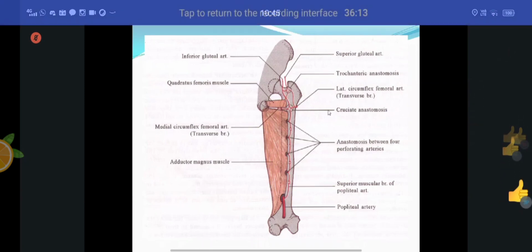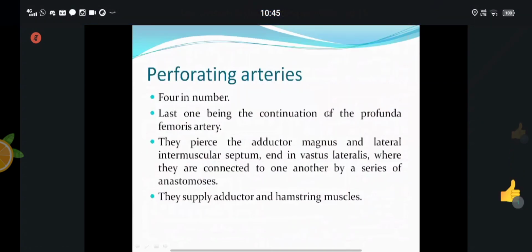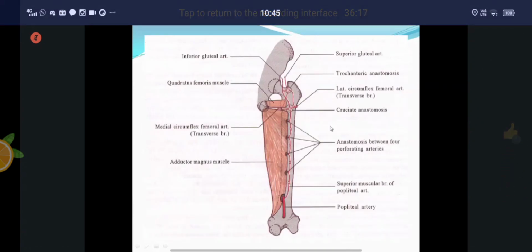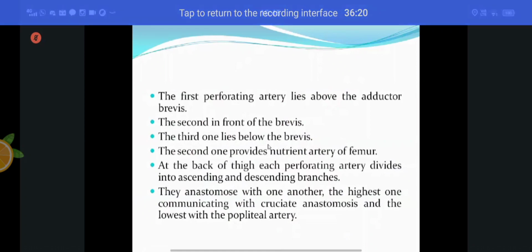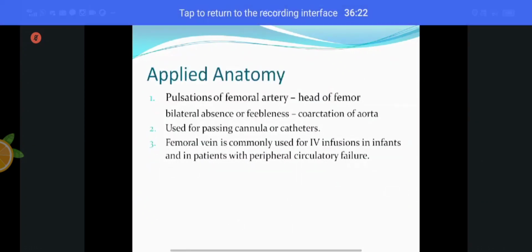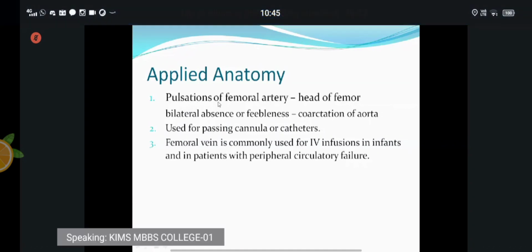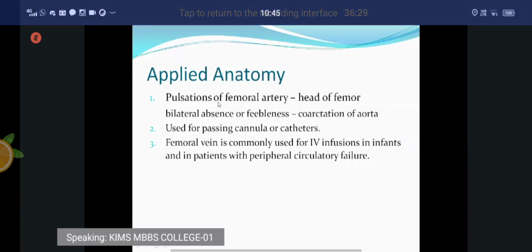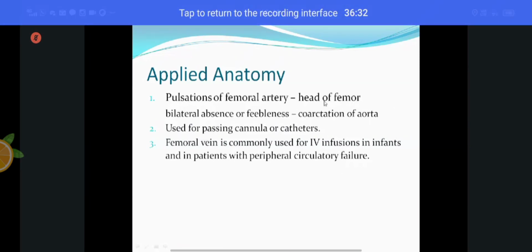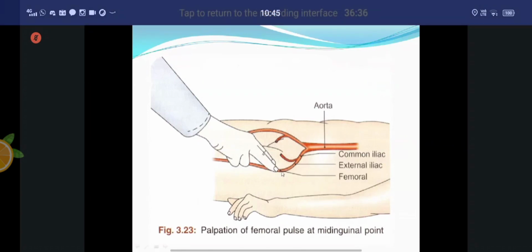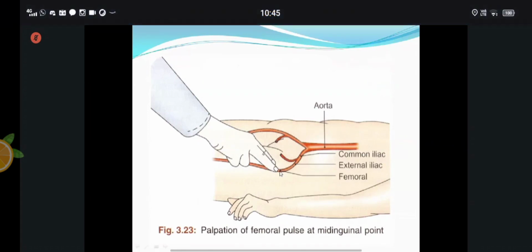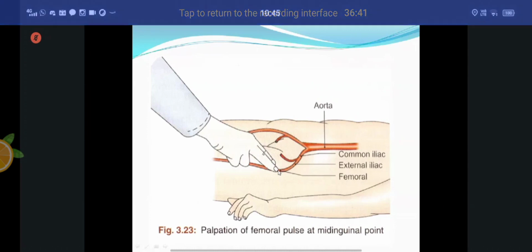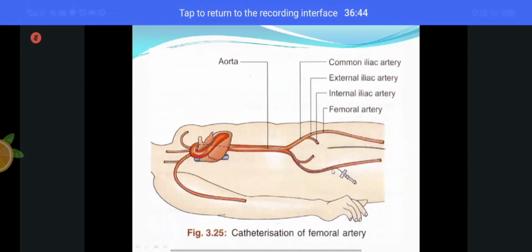Right, and the last question which comes for you here is the pulse. What is this one? The clinical anatomy of the femoral artery. So it is helpful for palpating the femoral artery. And how do you palpate? Against the head of the femur. And also for the cannulation. The femoral artery is helpful for the cannulation.